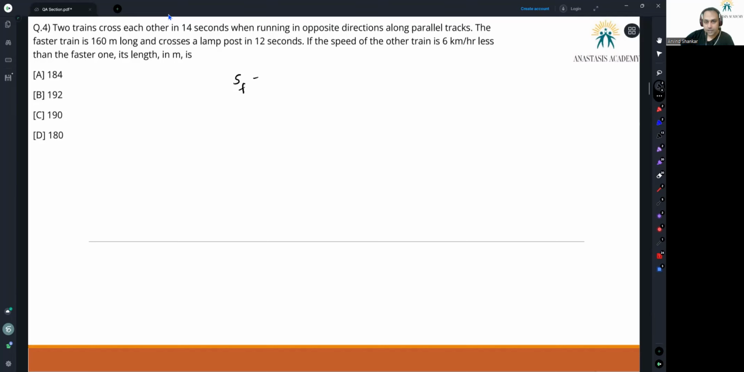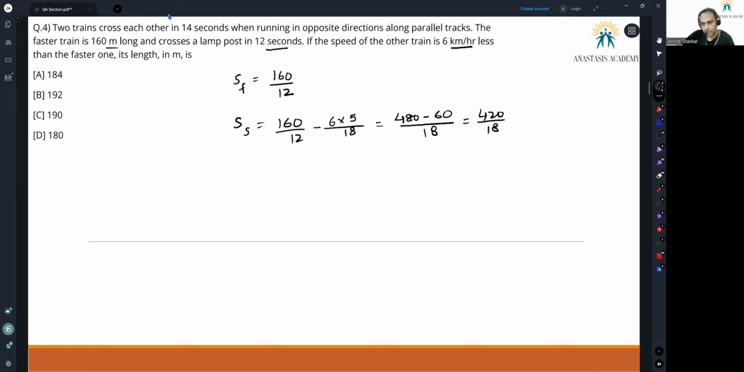Speed of the faster train is equal to 160 by 12. So speed of the slower train should be equal to 160 by 12 minus, you have to pay attention to units, meters and seconds, and this is 6 kilometer per hour, so minus 6 into 5 by 18. This gives us 480 minus 60 by 18, or 420 by 18.